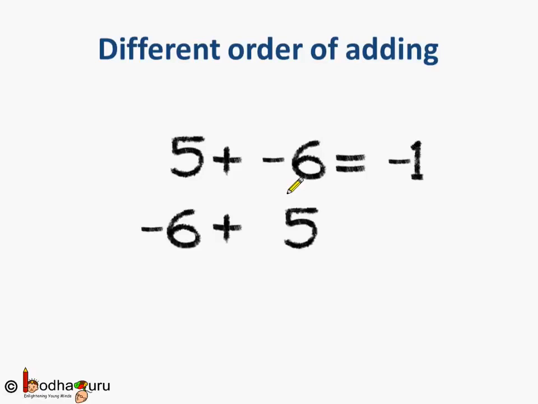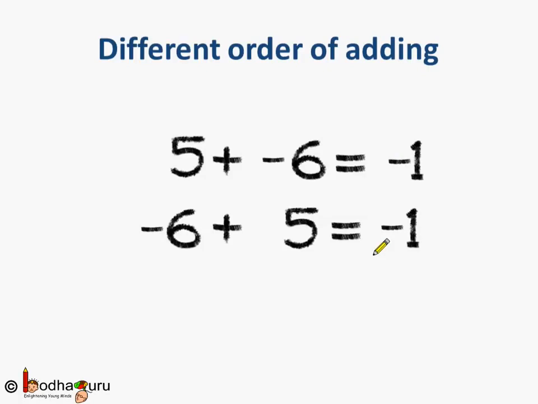We change the order, we add 5 to minus 6. So it becomes minus 6 plus 5 is equal to minus 1. What do we see? In both the cases, the answer is minus 1. So changing the order of addition does not make any difference in case of integers.